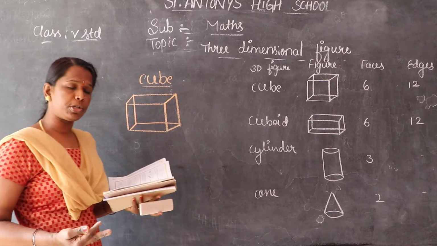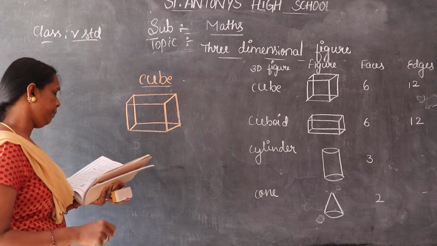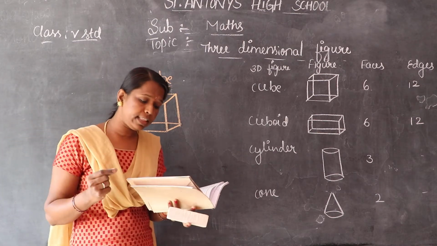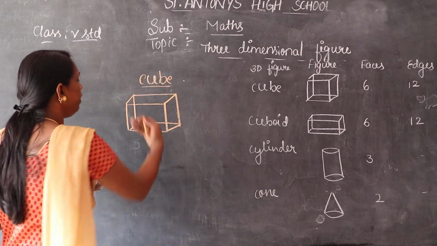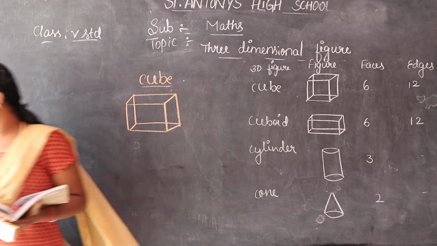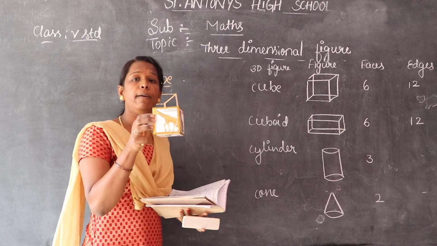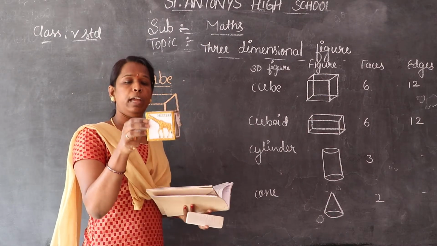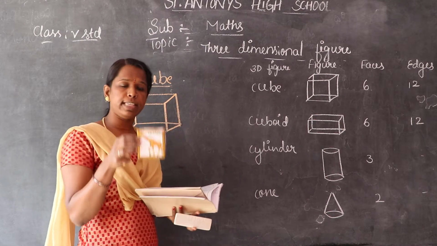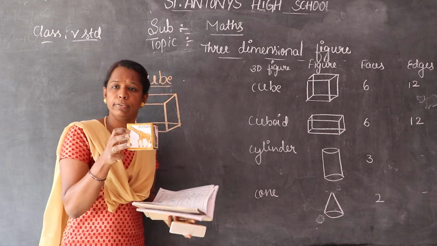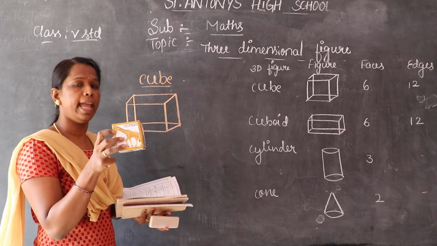Okay, elevation. What is the meaning of elevation? Elevation means when we see the object from the front. When we see the object from the front, that is called elevation. Children, this is an example of a cube. The shape name is cube. When we see the front side of the cube, we call it elevation.